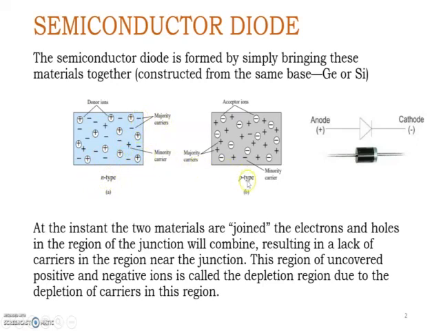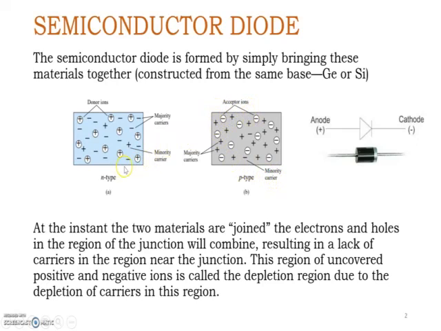In P-type semiconductor, you can observe that the plus symbols are the majority carriers, that is, the holes are the majority carriers, and the minus, that is the electrons, are the minority carriers, and the minus with the circle are called acceptor ions.